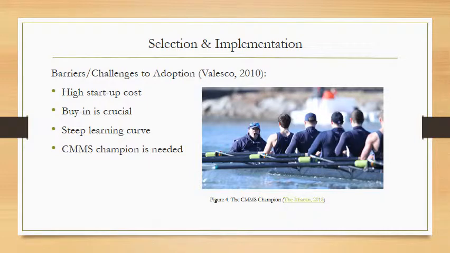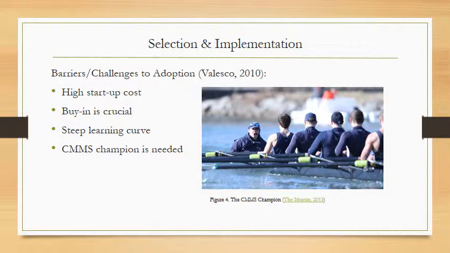Some barriers or challenges to adoption of CMMS are, first of all, it does carry a high price tag. There is a high startup cost, typically anywhere in the range from $10,000 to $100,000. But based on the experience of Steve Valesco, editor of National Provisioner, it usually pays itself off within a year.